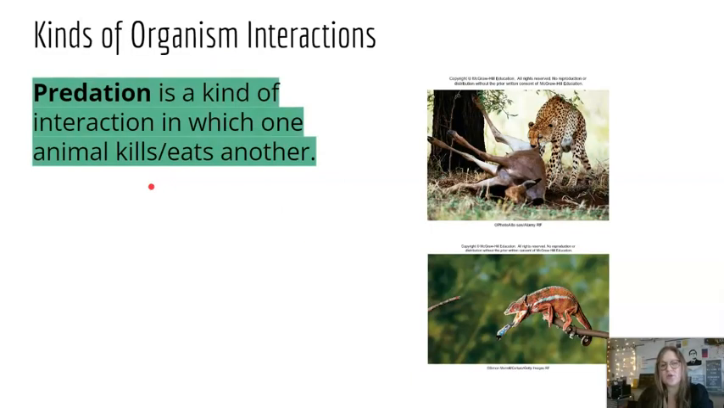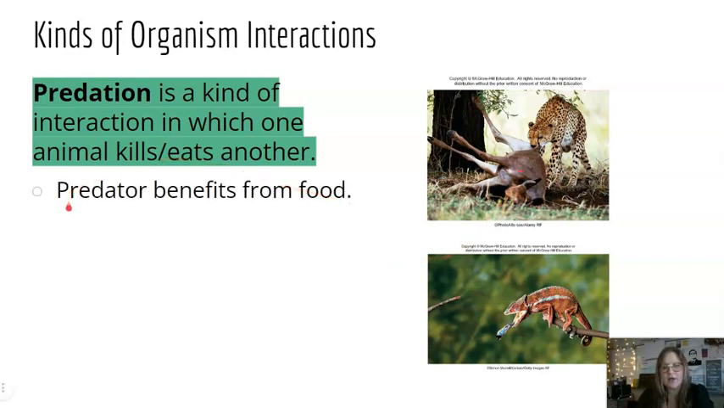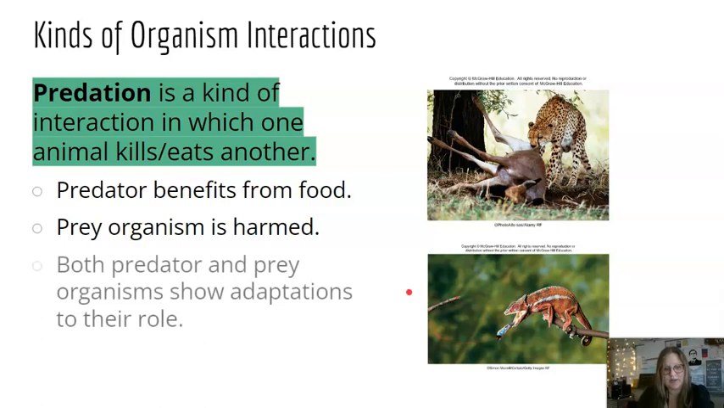So we're going to start off strong here with predation. Predation is a kind of interaction in which one animal kills and eats another. This guy killing and eating that guy. And the predator benefits from food, getting a good meal, and the prey organism is harmed, usually killed. Here we have a chameleon eating an insect as well.